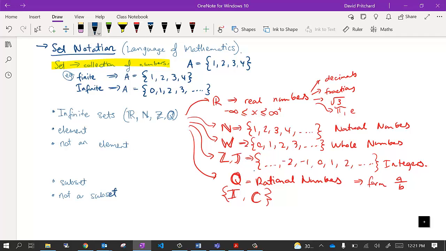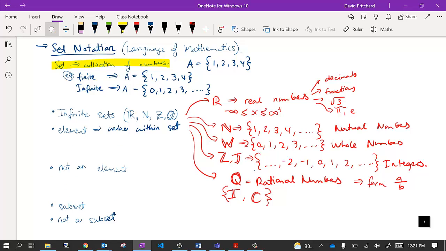Okay, so the next thing is an element, and we said that an element is just a value within a set. The symbol we use for element is this one. It looks like a bit of a capital E. We might say something like 2 is an element of a set of integers, and that's a truthful statement. Or we might say simply that 3 is an element of that set A that we defined earlier.